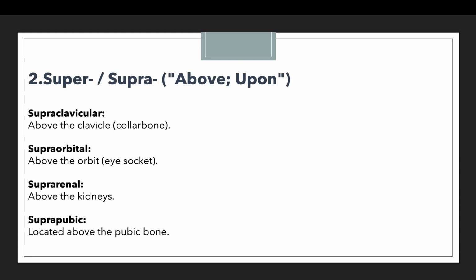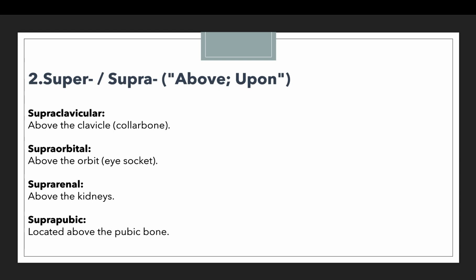Now, if you look at the second example, it is supraorbital. Supraorbital means something is above or upon the eye socket. So when we want to showcase something as above the eye socket, we will use the terminology supraorbital, which is composed with the prefix supra.